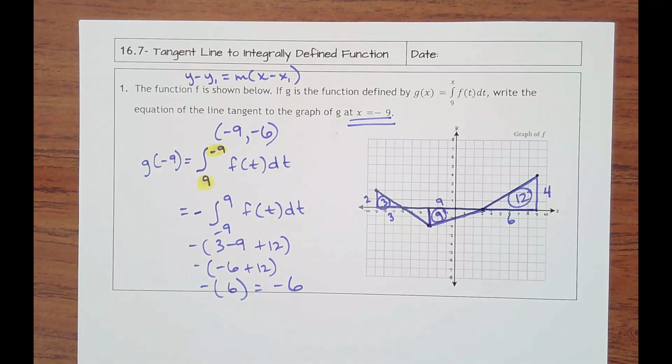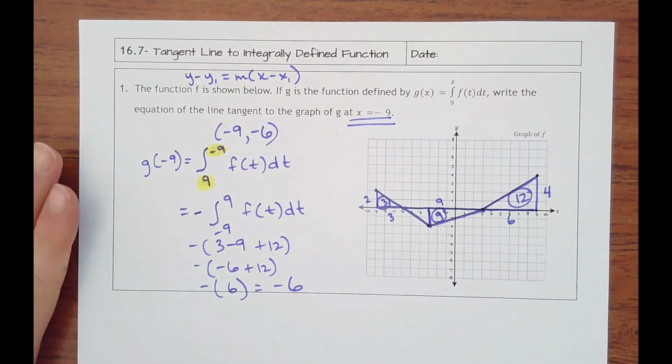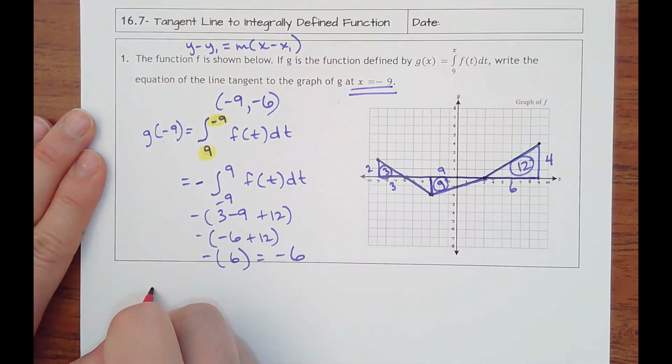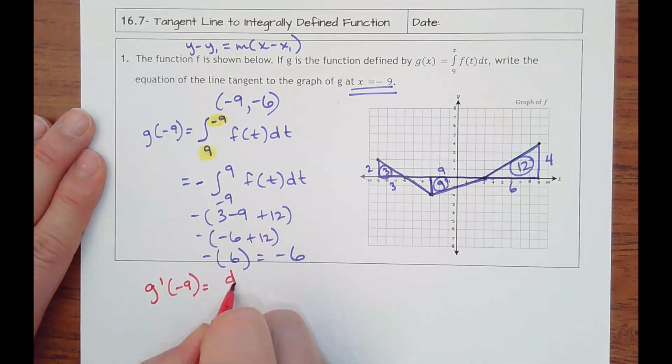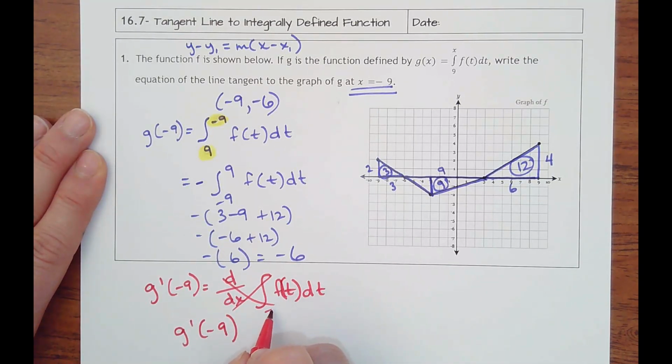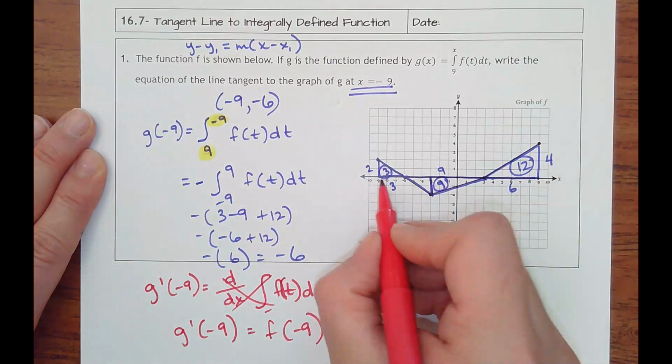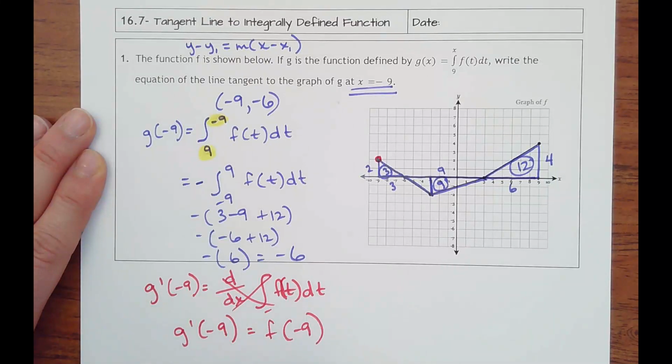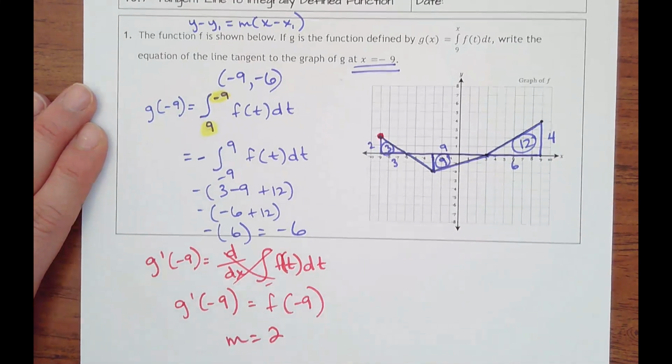Now I have to find my slope of what the original function g was. So I need to find g prime of -9. So if I'm taking the derivative of this, the derivative and the integral cancel each other out. So g prime of -9 is really going to be f. Doesn't matter which bound it is, but it's going to be f of -9. So I'm going to look on here, a -9, that's at 2. So the slope is 2.